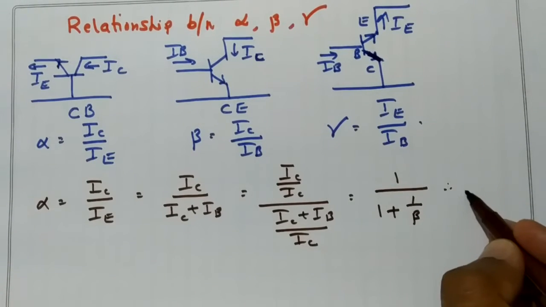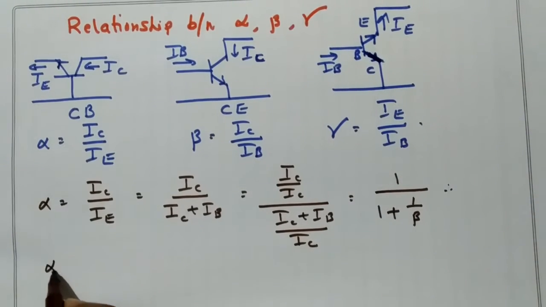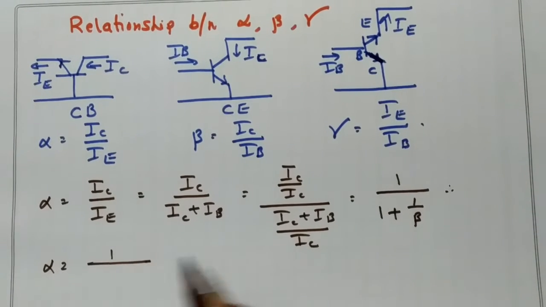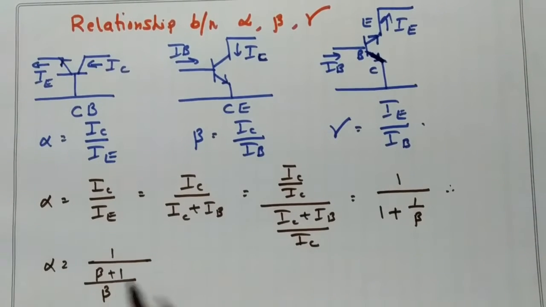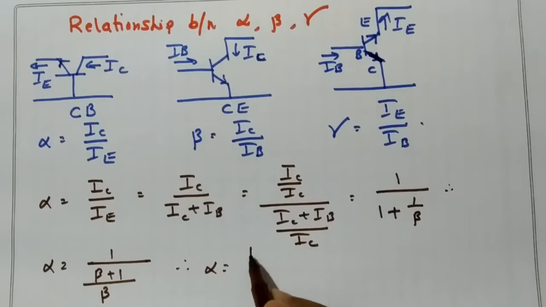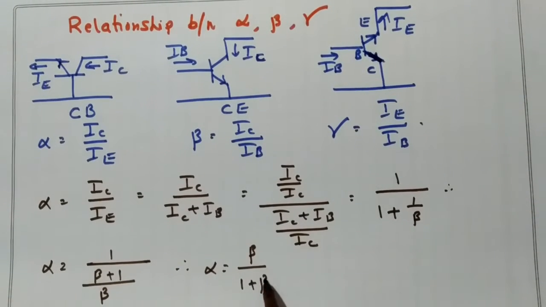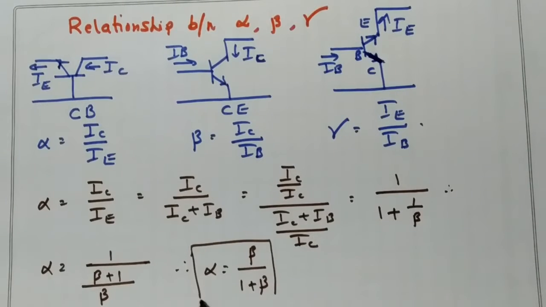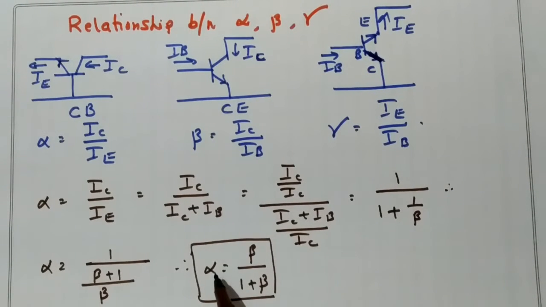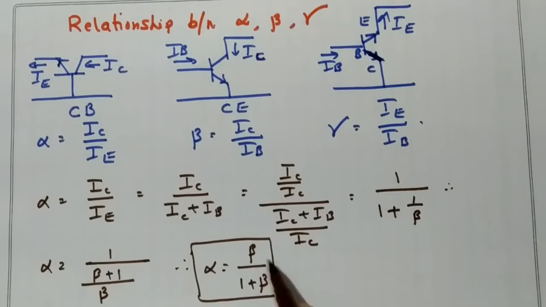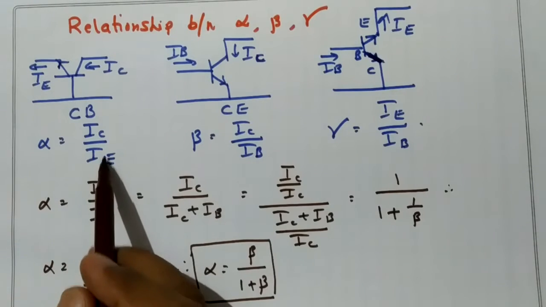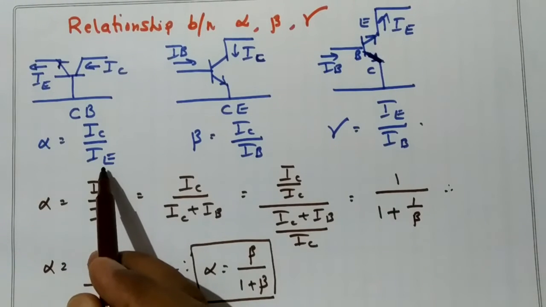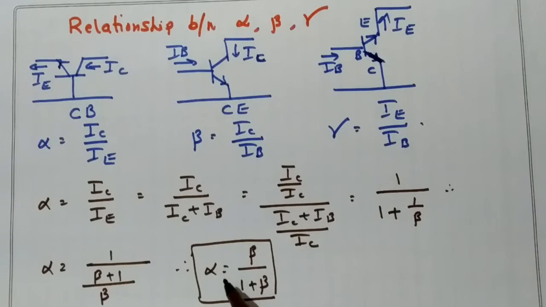So therefore alpha is equal to, from this, 1 divided by beta is LCM, this is beta plus 1, therefore alpha is equal to beta divided by 1 plus beta. The value of alpha will be always less than 1 from this equation. Even from this also we can see that the value of alpha is less than 1 because IC is less than IE. Now this is the expression for alpha in terms of beta.